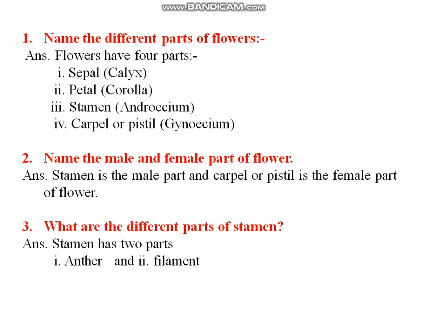Now stamen is the male part and carpel is the female part of a flower. So you just go through question number 2. Name the male and female part of a flower. You know already. Stamen is the male part and carpel or pistil is the female part of a flower. Now what are the different parts of stamen? Stamen has 2 parts, I have told you already: anther and filament.